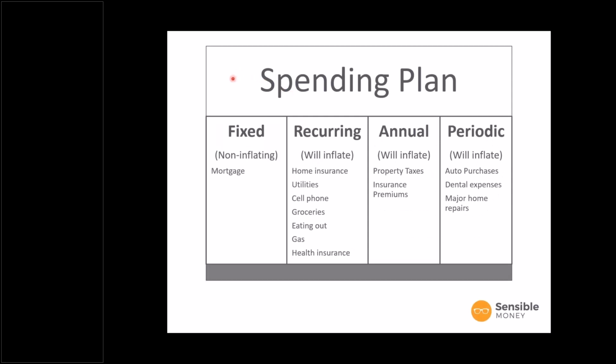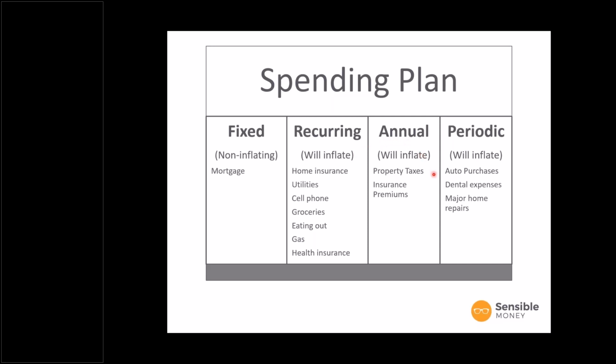The first thing is breaking your spending down into different categories. And these are the general categories we use. There's fixed expenses, things like a mortgage, they're not inflating. There's recurring expenses, home insurance, utilities, your cell phone bill, groceries, eating out, gas, health insurance. These things are going to occur on a regular basis, and they're likely going to go up over time.